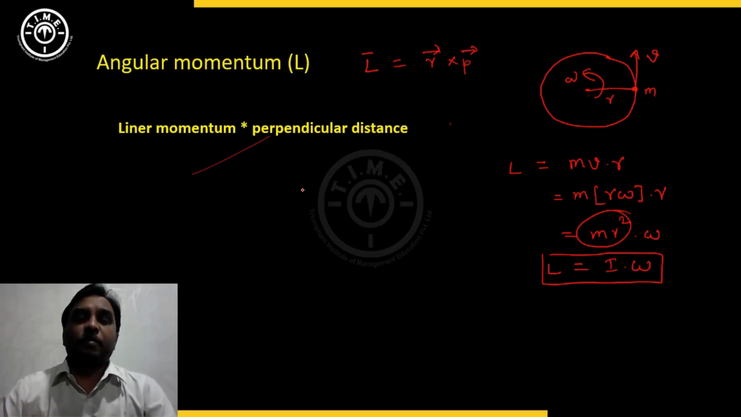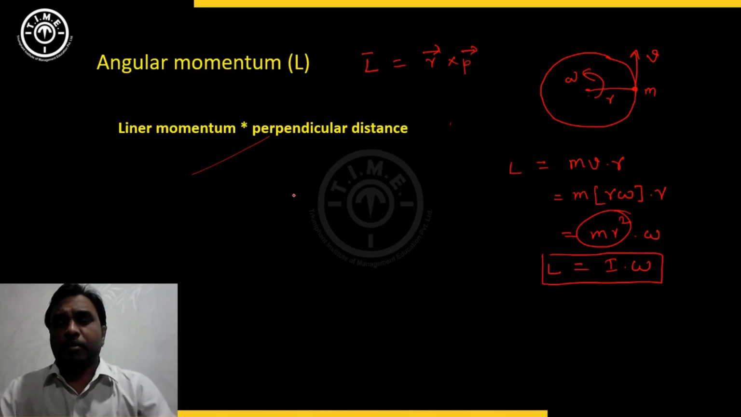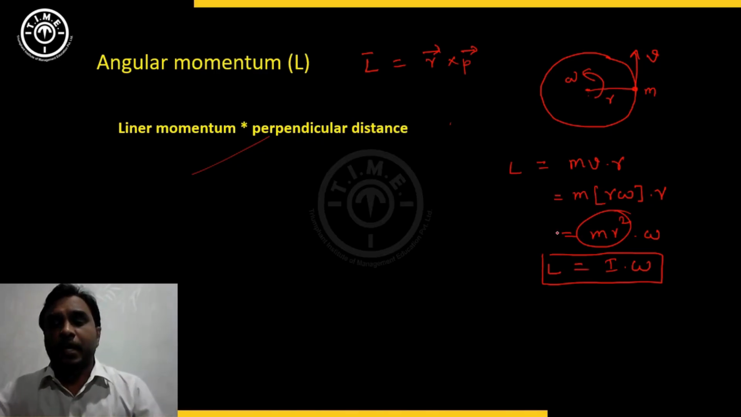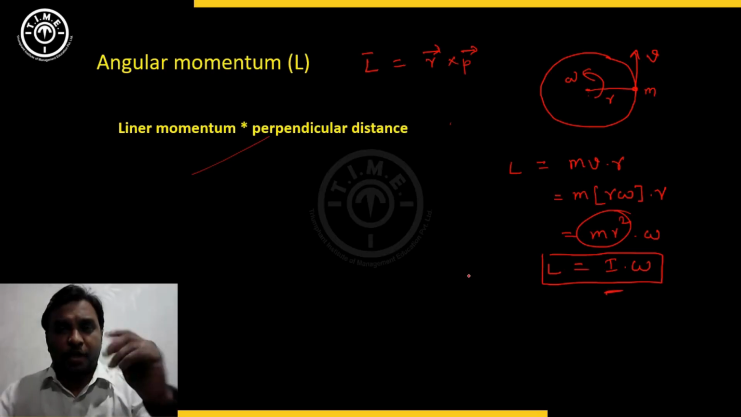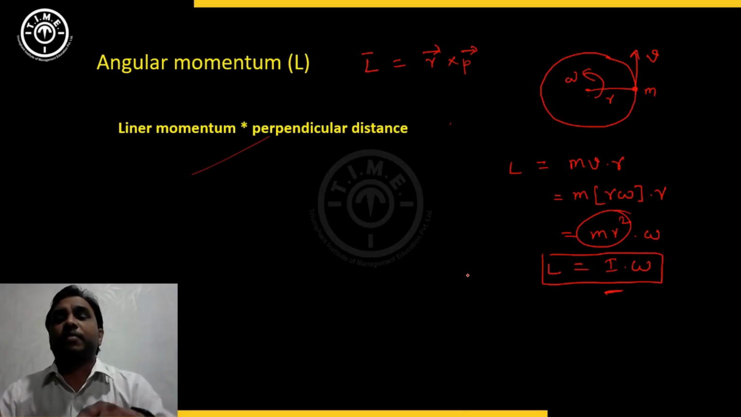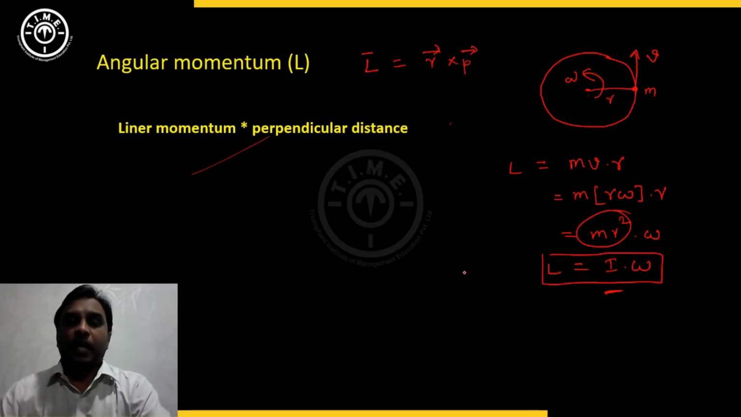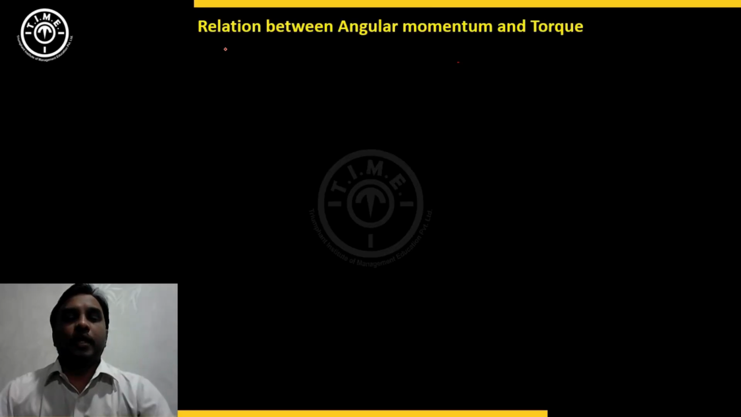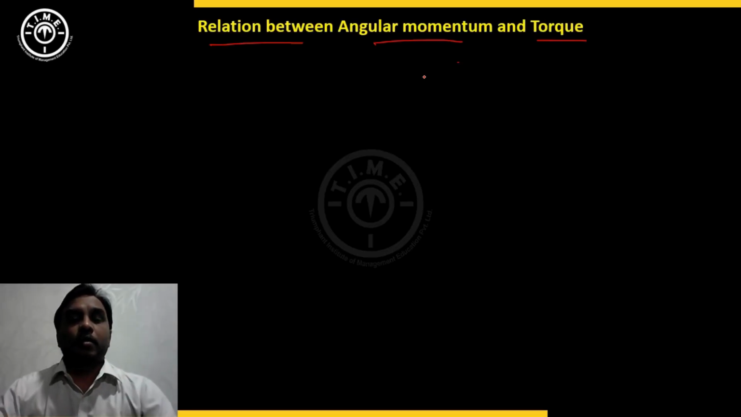How to write the angular momentum of an extended mass also? You can write the same, L is equal to I into omega. I is the moment of inertia of that particular body about that particular axis. Omega is the angular velocity with which it is rotating about that particular axis. That is angular momentum.